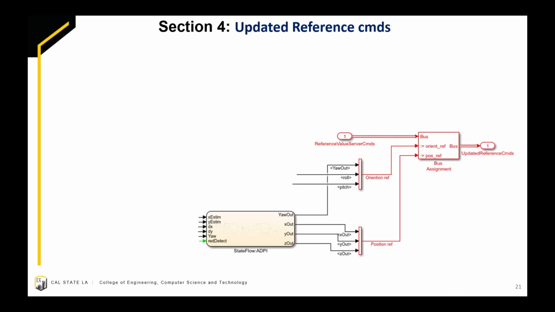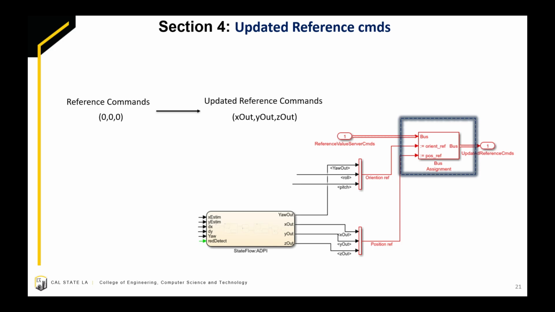This slide will talk about section 4 of the code, the reference commands. When the drone turns on, it has a set of reference commands. Its position is its origin, and it doesn't experience any yaw, not moving until those reference commands are changed.